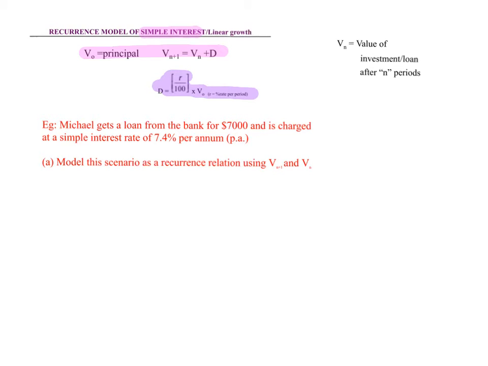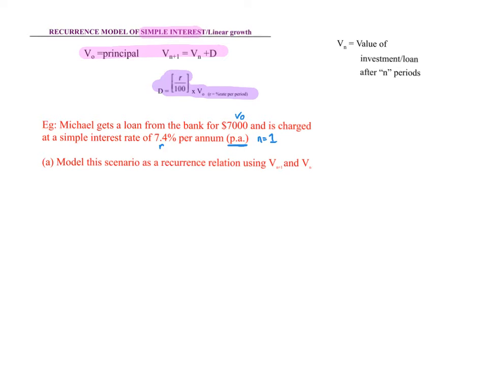If Michael gets a loan from the bank for $7,000, I often like to start by writing V0 above my question. He is charged a simple interest rate of 7.4% per annum. So they've just given me the rate. And per annum means every year. They're giving you what we often call the N. N is how many times a year. So we're going to say 1 time a year.